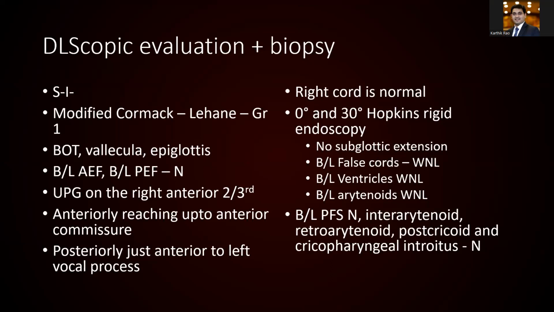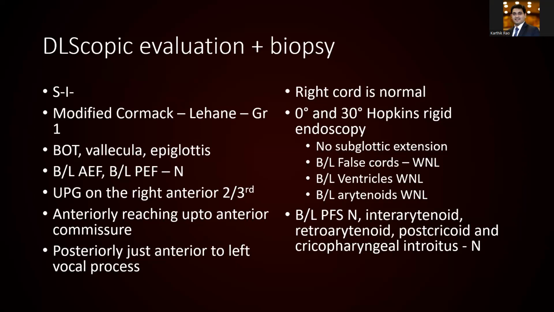There was a presence of ulceroproliferative growth seen on the left anterior two-thirds, anteriorly reaching up to the anterior commissure. Posteriorly, it is just anterior to the left vocal process. The right vocal cord is normal. We also used a 0° and 30° Hopkins rigid endoscope to evaluate the subglottic extension as well as the extension into the ventricles. There was no obvious subglottic extension.